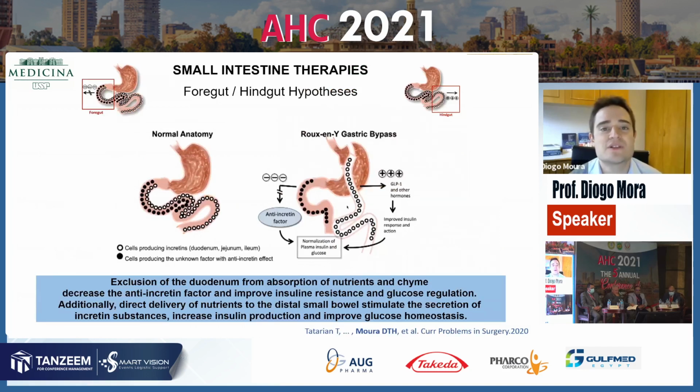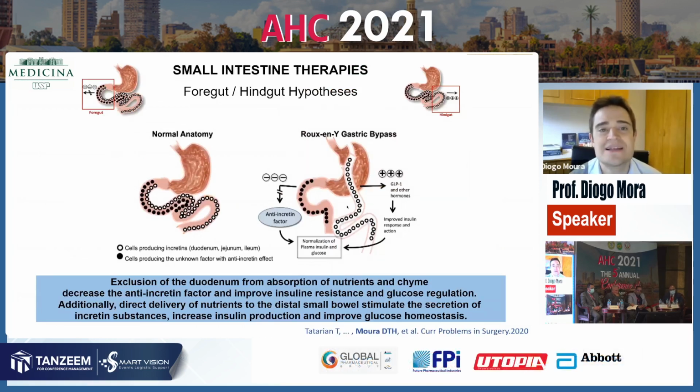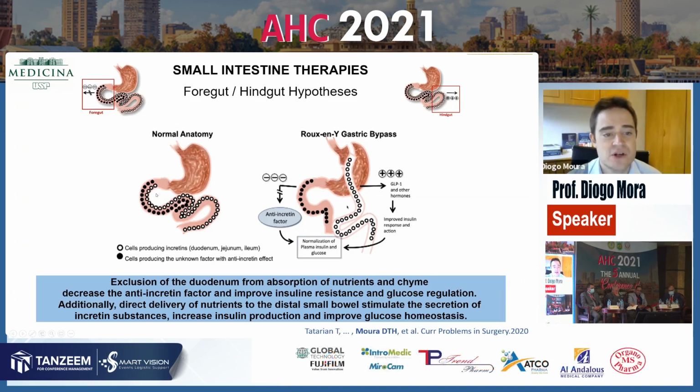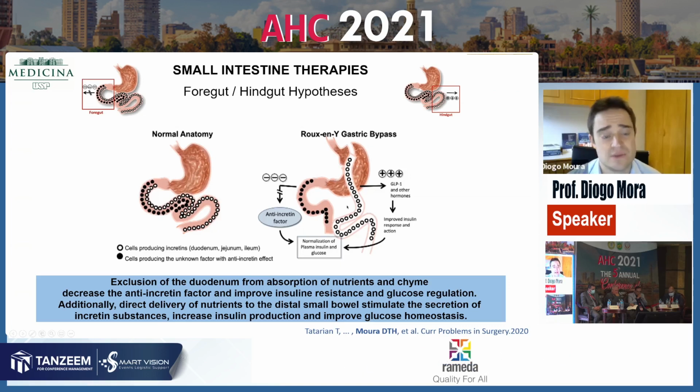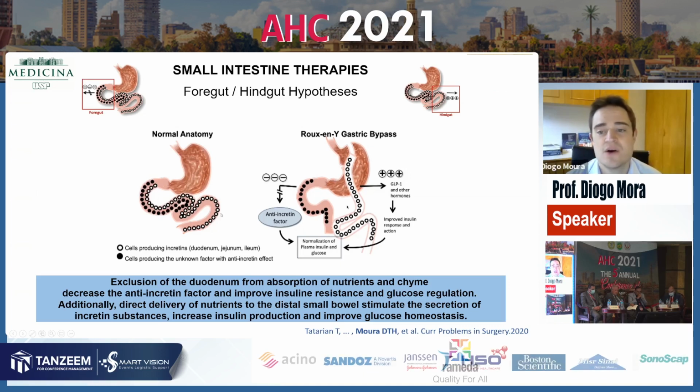Now we're going to talk about small bowel therapies. So to understand these procedures, you need to understand the foregut and hindgut hypothesis. So in this video, you can see the normal anatomy. In the duodenum, you can see there are several cells which produce the anti-incretin effect, which is an unknown factor. And then you also have the cells producing the incretins, with, for example, GLP-1 and other hormones such as PYY.